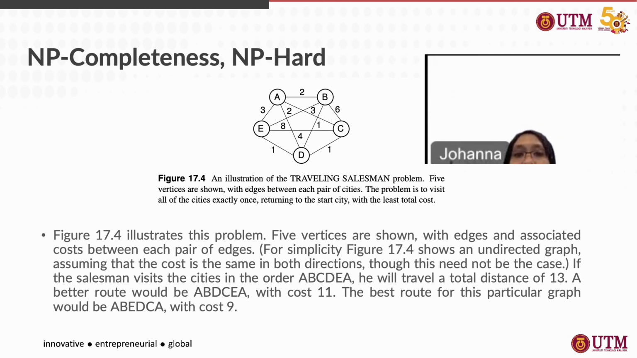Now, look at this example. These are example illustrations of the traveling salesman problem. We can see here that there are 5 vertices shown with edges and associated costs between them. You can see these are the associated costs, and these are the possible directions. So if the salesman visits the cities in the order A, B, C, D, E, A, he will travel a total distance of 13.